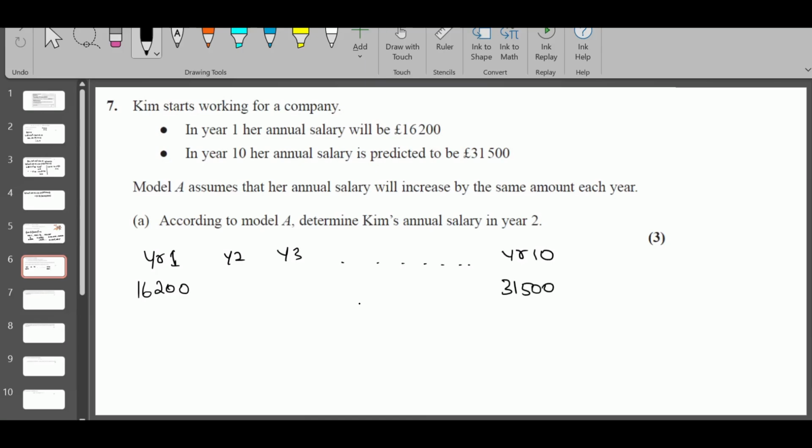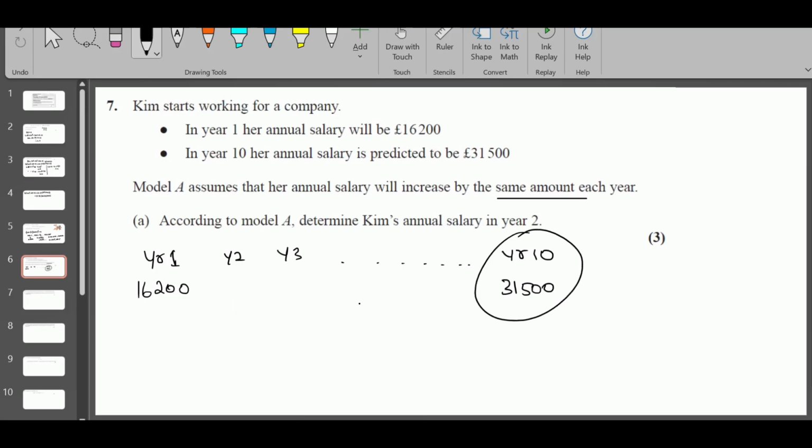Model A assumes that her annual salary increases by the same amount every year. When something increases by the same amount every year, that's arithmetic. If it increases or decreases by the same percentage every year, that's geometric. So find, according to the model, Kim's annual salary in year 2. They want you to find the second term. This is the 10th term.